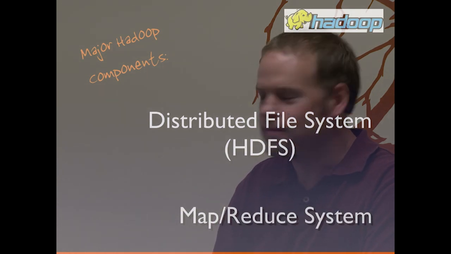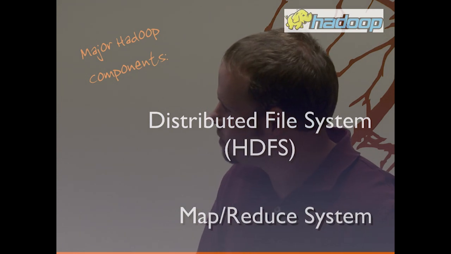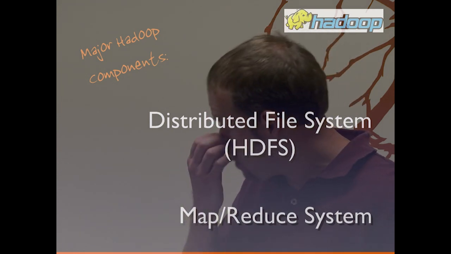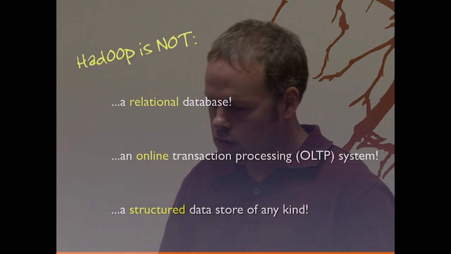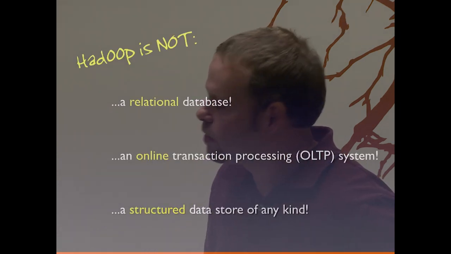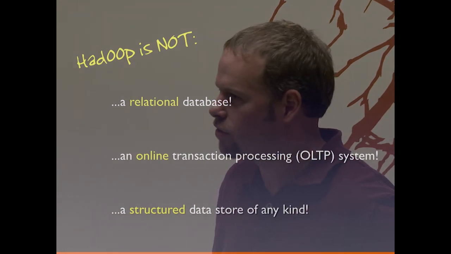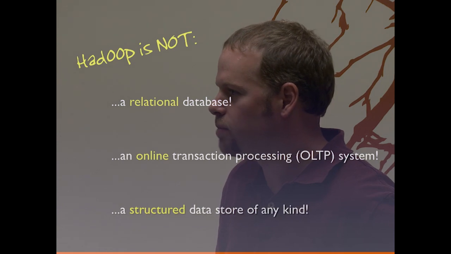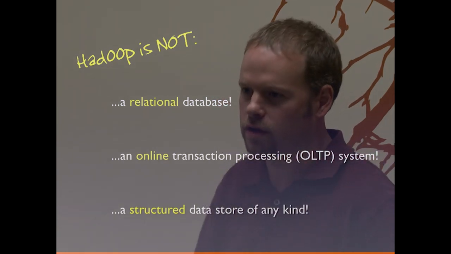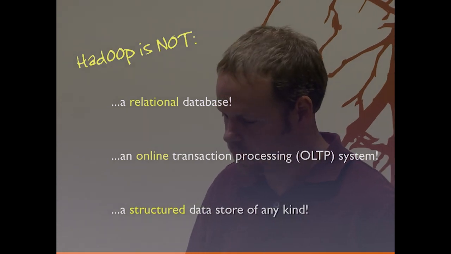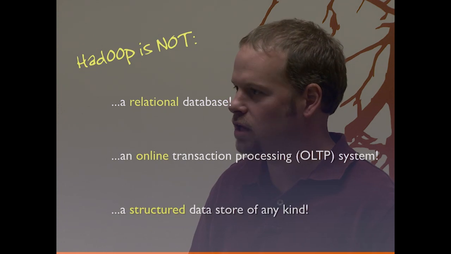So there's two major components of Hadoop, the distributed file system, HDFS, and the MapReduce system. We'll go over each one of these in turn. But first, what is Hadoop not? I already touched on this a little bit. It's not a relational database. It's not a structured data store of any kind. It's not meant for online transaction processing like you'd expect on any kind of interaction-based website. So it's not even trying to compete with or replace relational databases in that sense.